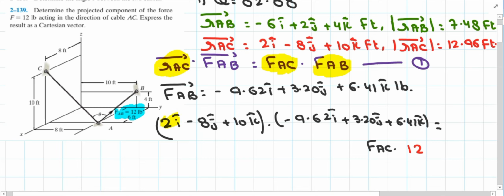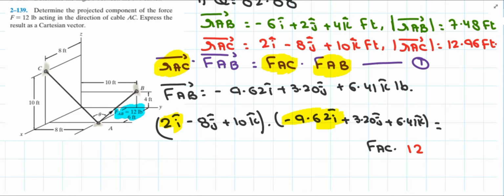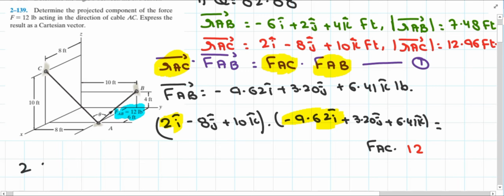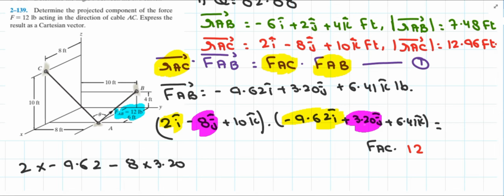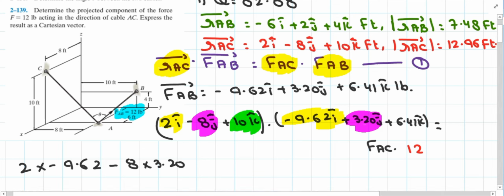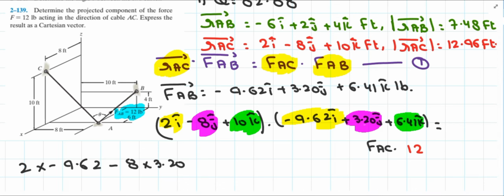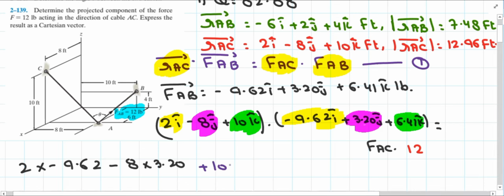Similarly, multiply 2i with negative 9.62i, so it is 2 into negative 9.62, and i dot i is always equal to 1. Similarly, negative 8j with positive 3.20j, so this could be written as negative 8 into 3.20, and j dot j is equal to 1. And lastly, positive 10k with positive 6.41k, so it is positive 10 into 6.41, and k dot k is equal to 1, which is equal to FAC, which we are going to find out, times 12.